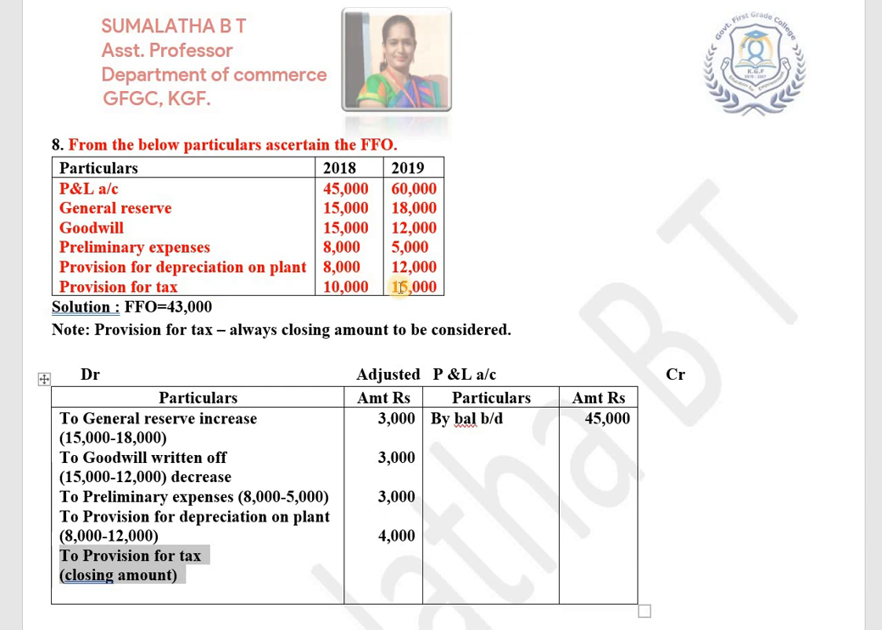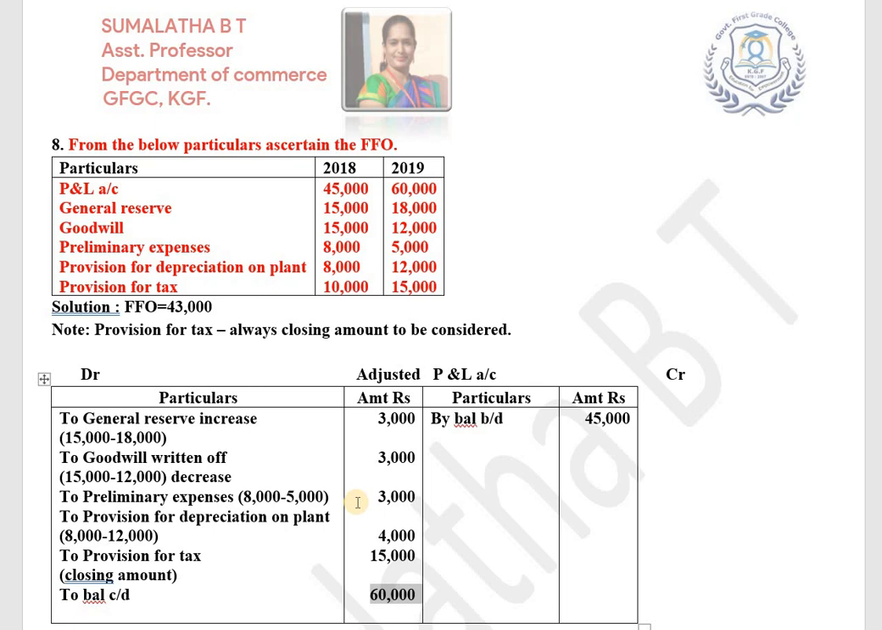As I told, provision for taxation, always you have to consider the closing amount. For your understanding, I have given this closing amount here. Without writing this closing amount, directly you can write 15,000. And what else is to be the closing balance? Closing balance yesterday, to balance carried on 60,000. That has to be recorded.